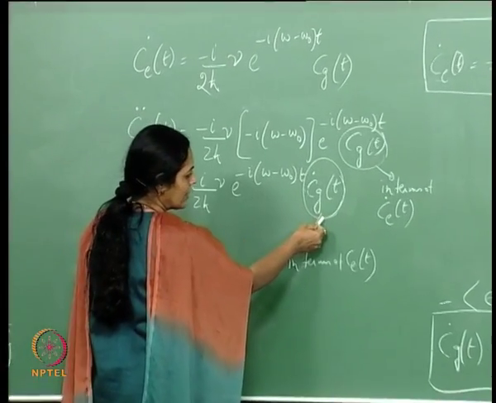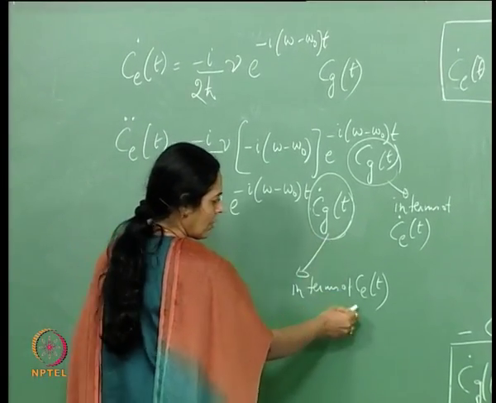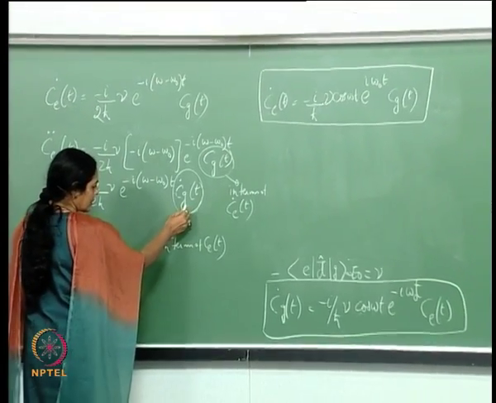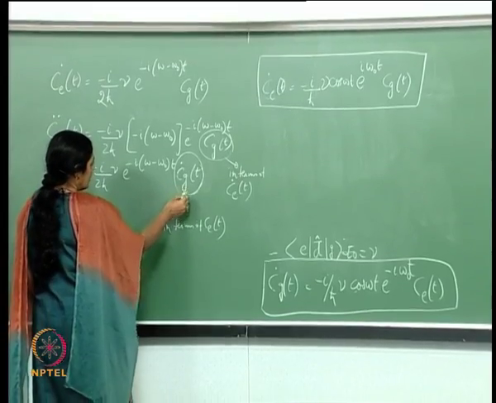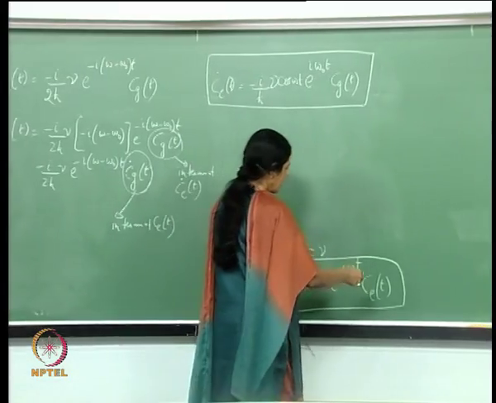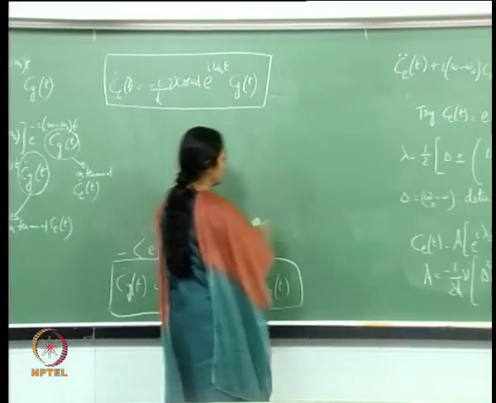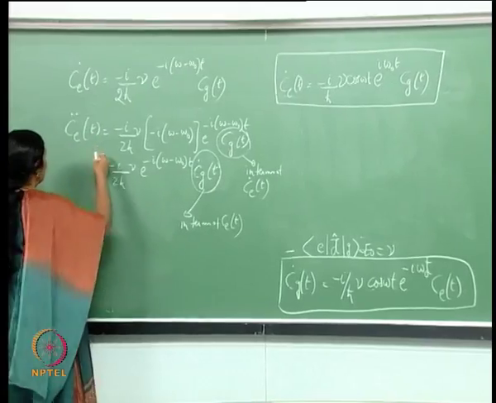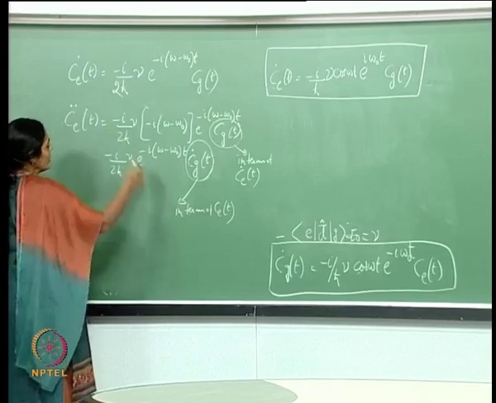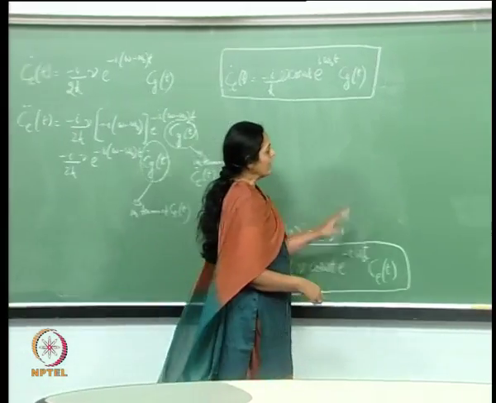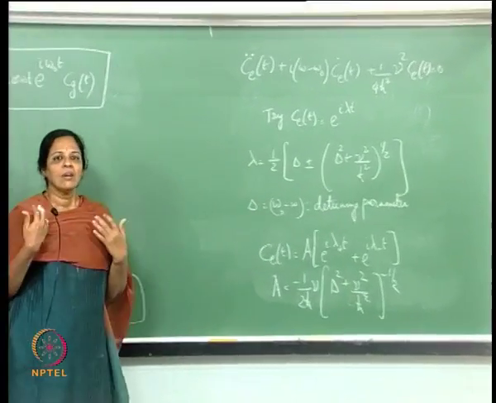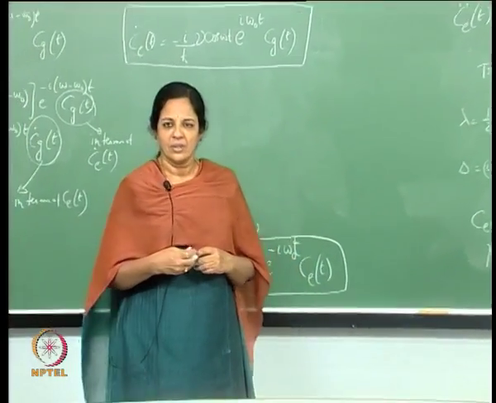You see, when I plugged in for Cg dot of t, I had an e to the minus i omega naught t, and that I would have put in here, and then I would have used Cg of t in terms of Ce dot of t out here, and I would have put that in here. So, it is in this manner that I eliminate Cg of t and I get an equation like this. Want to start with a trial solution for Ce of t.